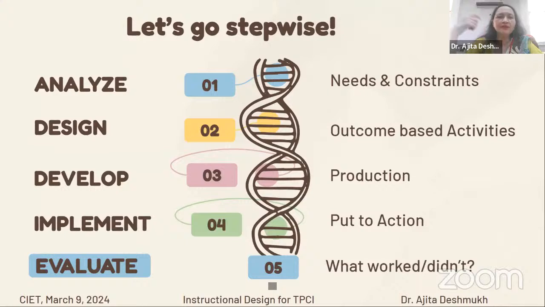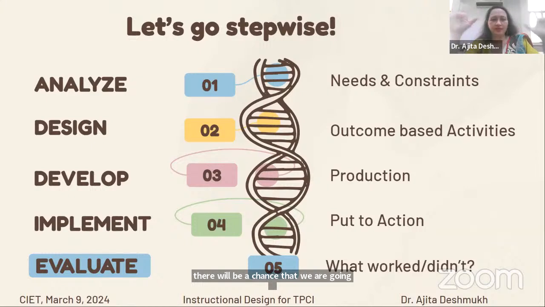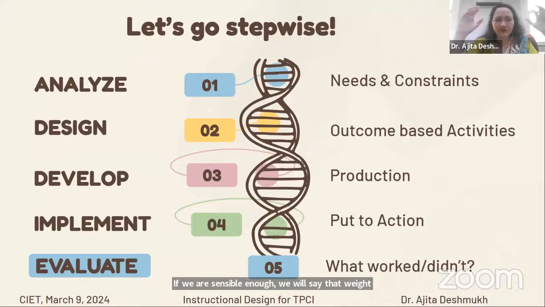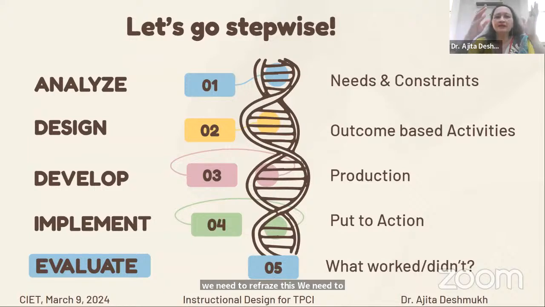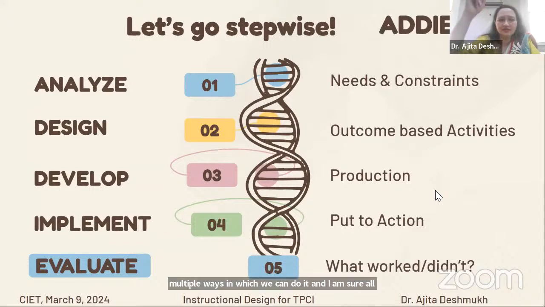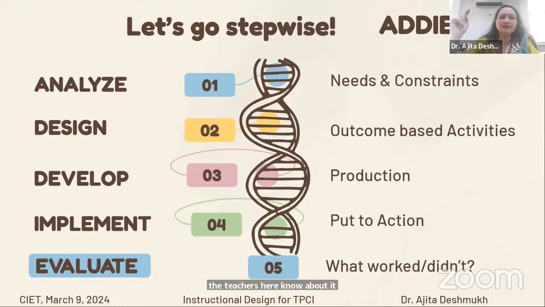Okay, every time there will be a chance that we are going off the track, but is the learning outcome being reached? If we are sensible enough, we will say that, okay, wait, we need to rephrase this, we need to redesign this, and we have to do our instruction also in such a way that the direction is maintained throughout. There are multiple ways in which we can do it, and I'm sure all the teachers here know about it. Now, this ADDIE is nothing but the ADDIE model, which runs the base of all instruction design.